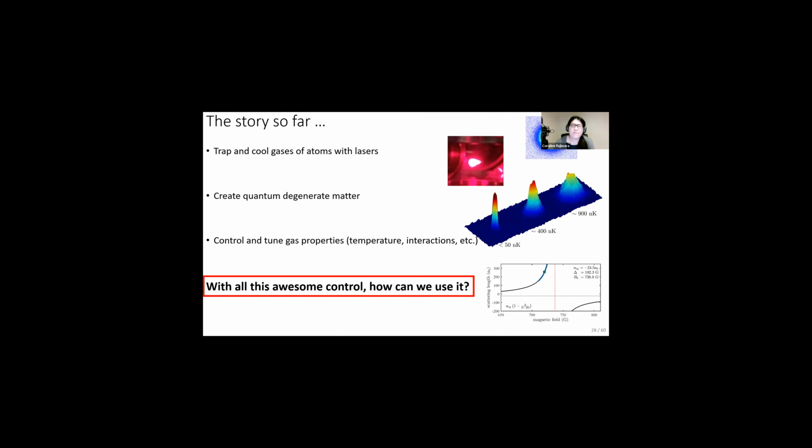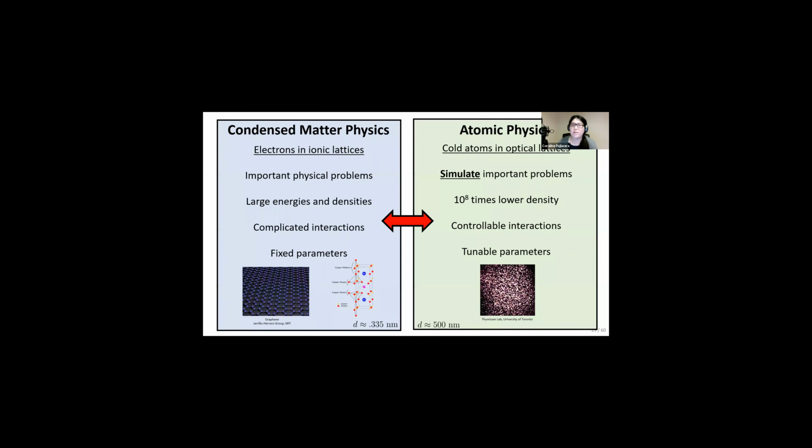So with all of this awesome control, how can we use it? What is this thing good for? We've made this really exotic state of matter. How do we use it? And so this will bring me to my next topic, which is the concept of quantum simulation. Okay, so this is kind of a complicated concept, but it works in the following way.